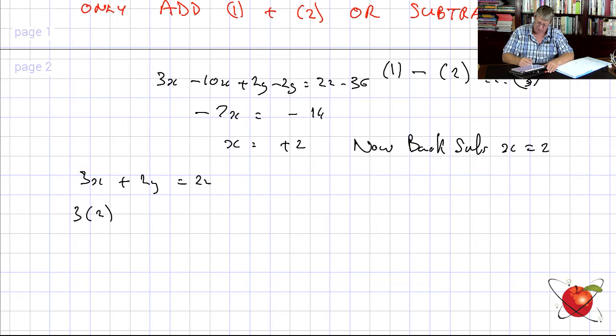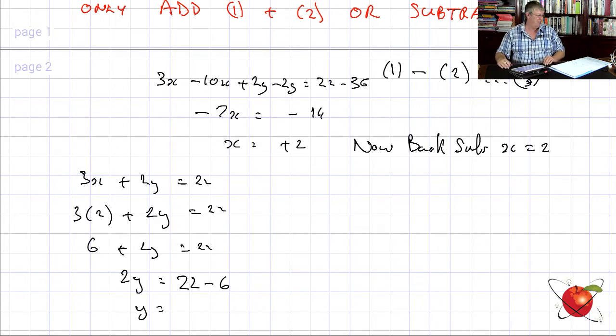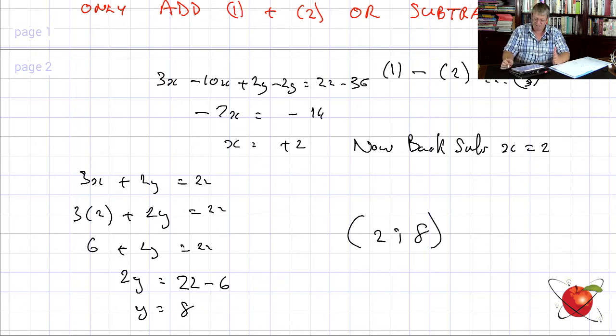Therefore, 3 times 2 plus 2y equals 22. 6 plus 2y equals 22. Therefore, 2y is going to be 22 minus 6. Therefore, y is going to be equal to, if you do 22 minus 6, what do you get? 16, yeah, and 16 divided by 2 is 8. Therefore, my coordinates are 2 and 8, right? There you can see, what did we do? We chose the variable that we wish to eliminate, all right?